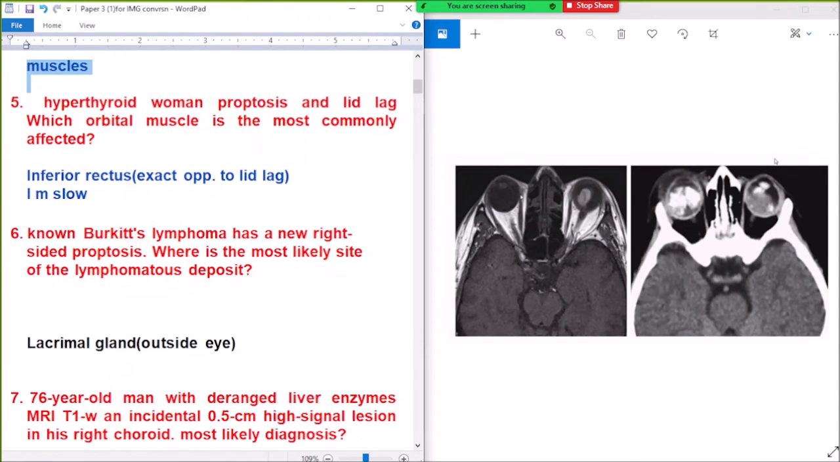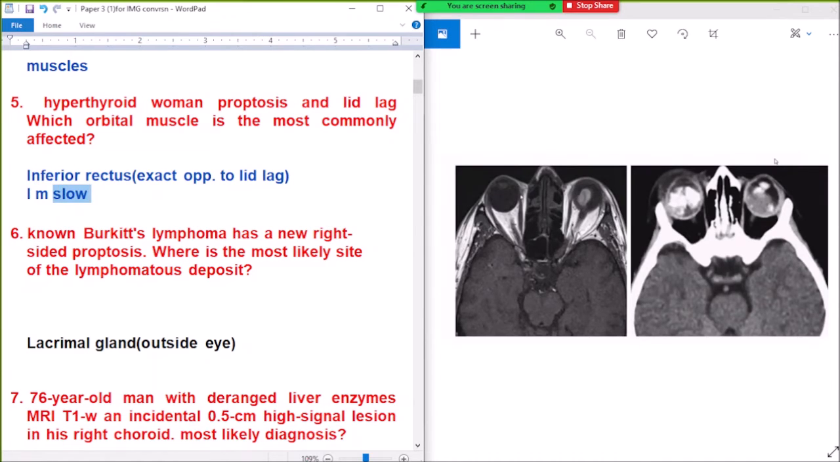Question number 5. A hypothyroid woman has proptosis and lid lag. Which orbital muscle is most likely affected? Inferior rectus. Is that orbital lid lag? Okay. The mnemonic is I am slow.